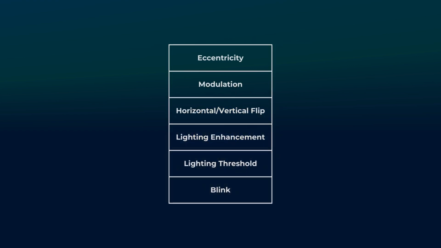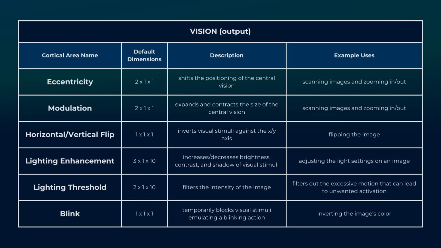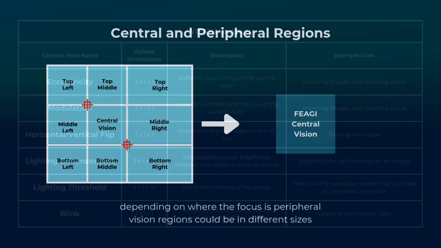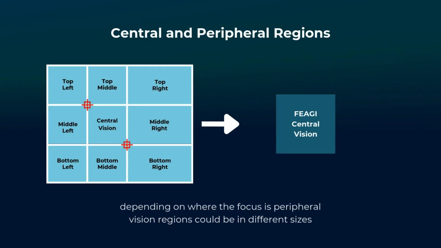The Vision Cortical Areas represent all the input and output cortical areas that can help with receiving, improving, and controlling robots' vision. Some Vision Cortical Areas in FEAGI include eccentricity, modulation, horizontal flip, vertical flip, lighting enhancement, lighting threshold, and blink. The central vision is in the middle region.